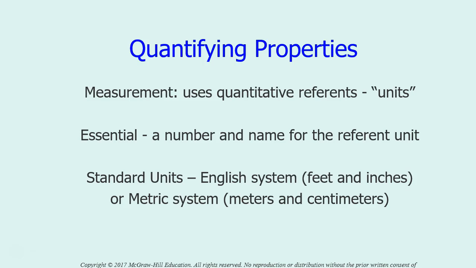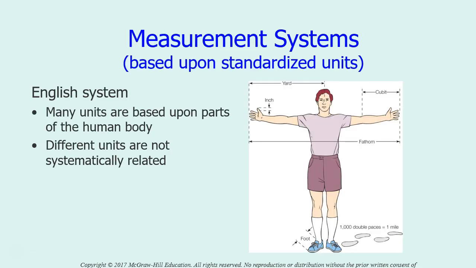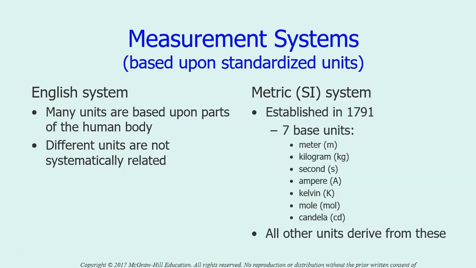Now, there are standard units in both systems, in the English system that we use here in America, and in a few, very, very few other places in the world. I invite you to Google where those other places are and find out how many you've heard of. But in general, in science, the metric system is what's used. The metric system has base units.